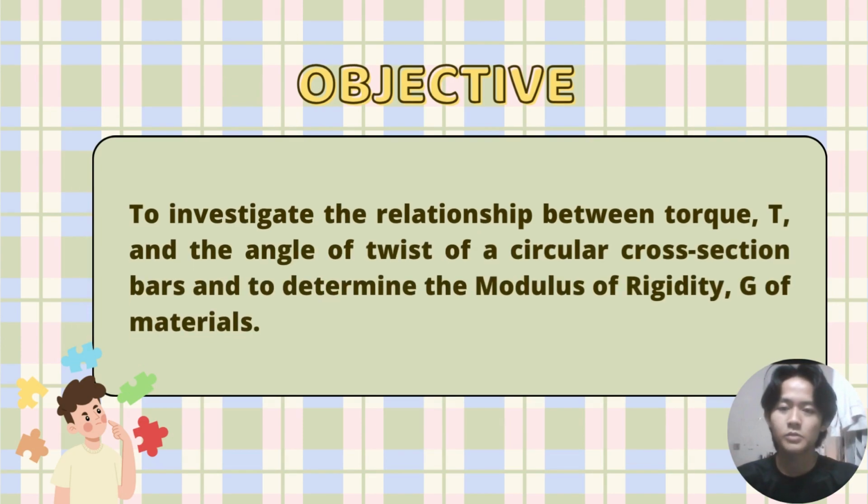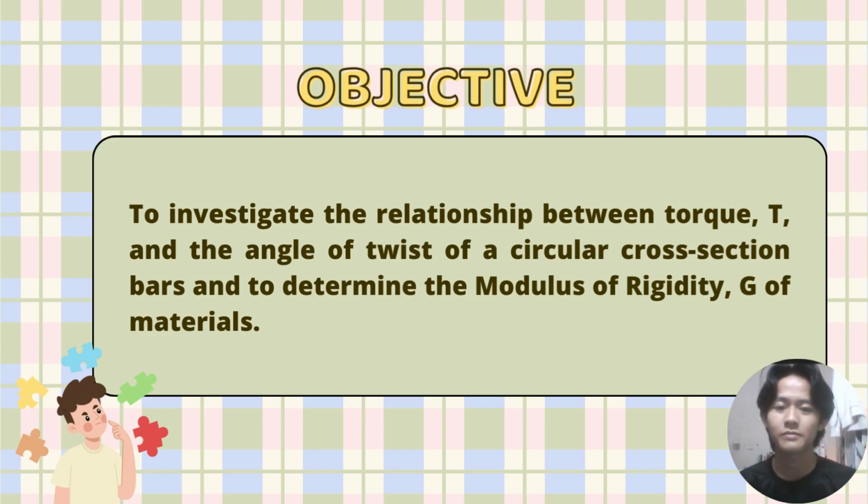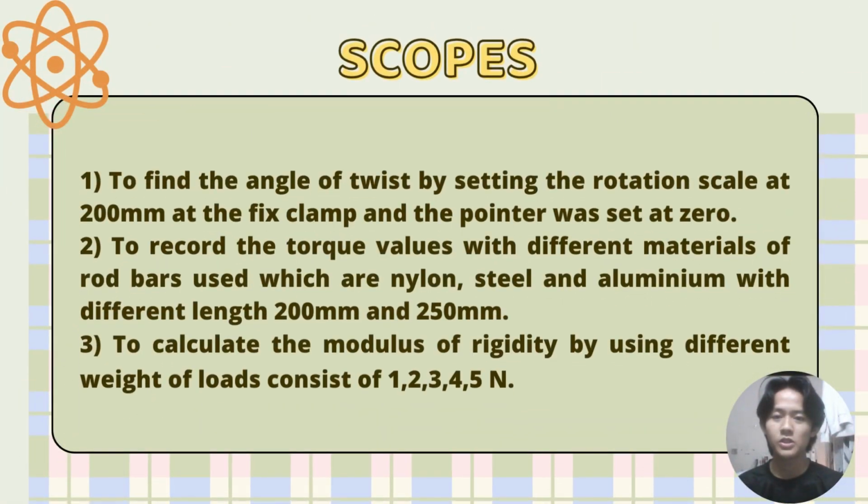The objective for the experiment is to investigate the relationship between torque T and the angle of twist of circular cross-section bars and to determine the modulus of rigidity G of materials. Moving on to the next part, which is scopes.